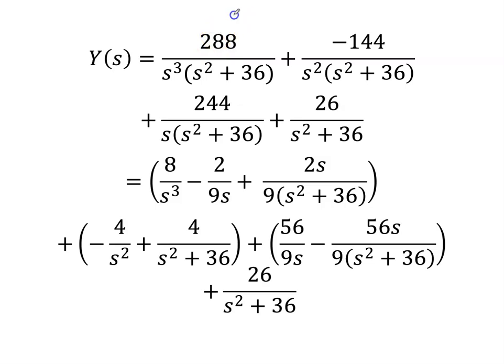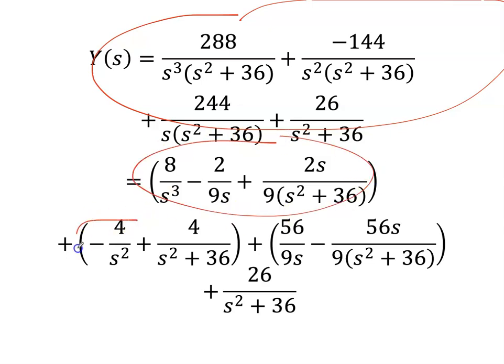So let's put all the pieces together. We saw earlier that this is what y of s is. Let's replace them with this, and this, and this, based on what we saw earlier. 26 over s squared plus 36 is just 26 over s squared plus 36. Those are fine.